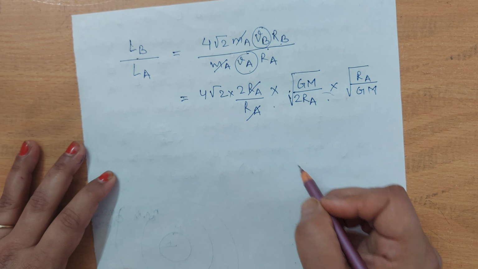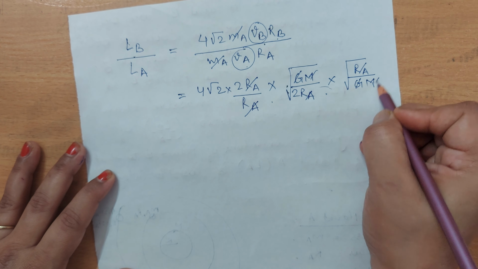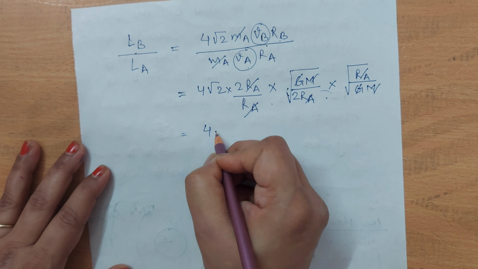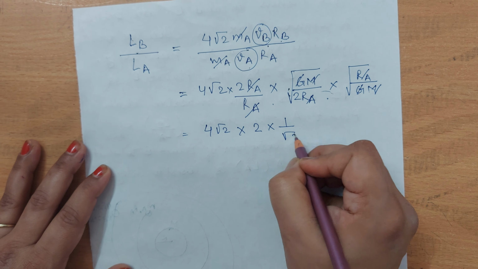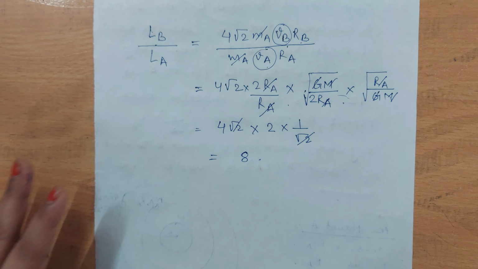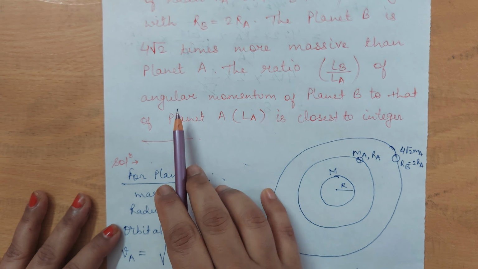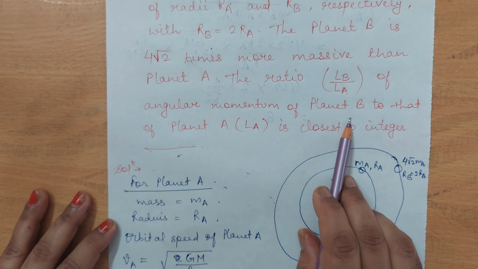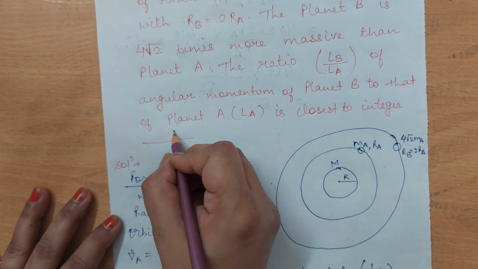Finally, these all will get cut, and we have 4 root 2 multiplied by 2 multiplied by 1 by root 2. These two will get cut, and finally the answer is 8. So the ratio of angular momentum of planet B to that of planet A is closest to the integer 8.